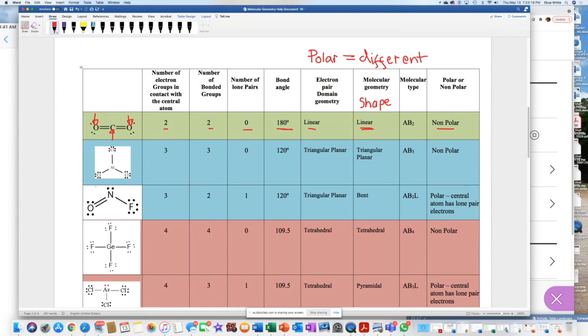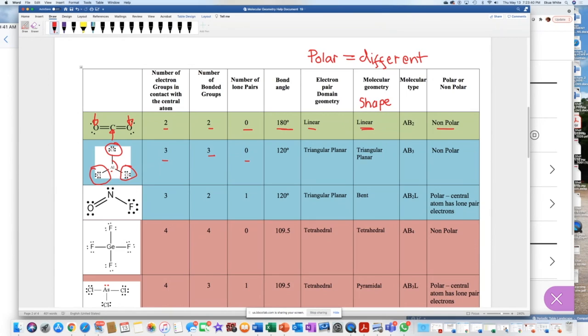Okay. Once again, here, aluminum has 3 groups. How do I know? 1 group here, 2nd group here, 3rd group. 3 groups. How many of them are bonded groups? All 3. Do we have lone pairs? No. What's the bond angle? Look at the angle between the bonds.